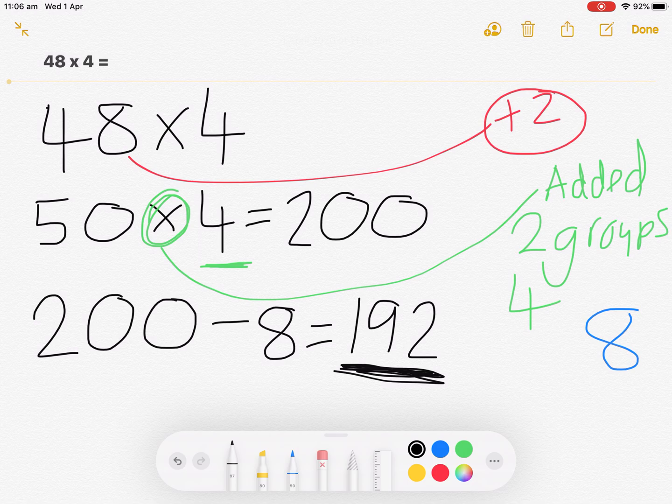When you're using compensation strategy in addition or subtraction, you only need to add or take off what you initially added or took off. When you're doing it in multiplication, you need to remember you're not just adding 2 or adding 3, you're adding 2 extra groups or 3 extra groups. So you need to multiply whatever you've added on by 4 or by whatever the question asks you to do, by 4, by 5, by 10, and subtract that amount from your answer because you haven't just added 2, you've added 2 extra groups.